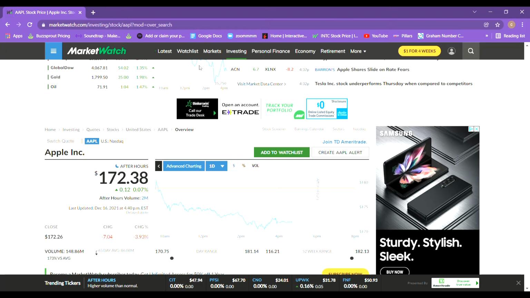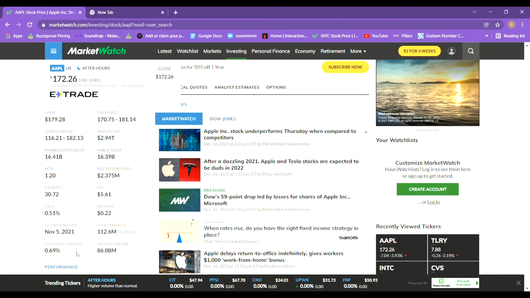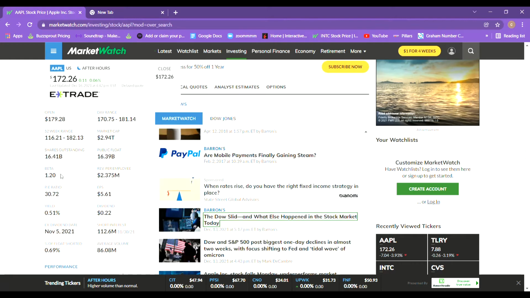Today we'll be taking a look at Apple. Getting into the overview, the first thing I always take a look at is the company's PE ratio. So currently it's at a 30.72, which is not ideal as you typically want to see this be at or around 20 or less. Now looking to see if they offer any dividends, they currently do. They have a yield of 0.51%, which comes out to about 22 cents per share.